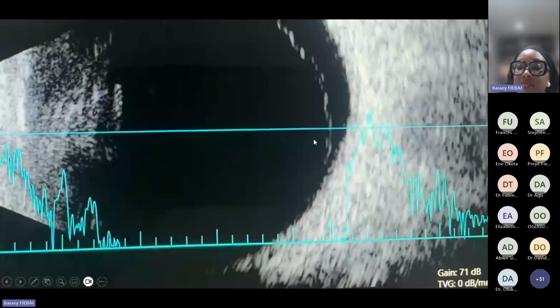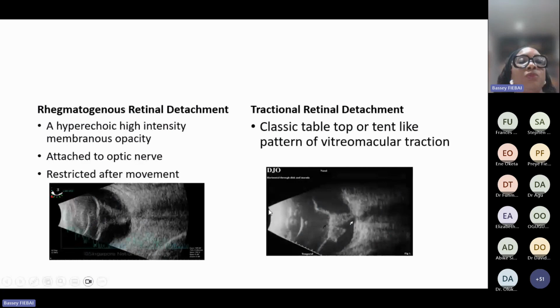This is the optic nerve. It wasn't attached to the optic nerve. So in retinal detachment, you also have a hyperechoic membrane. But the characteristic thing is that the movement is restricted, very little or no movement, as compared with posterior vitreous detachment, which is very, very freely mobile, and it's always attached to the optic nerve.